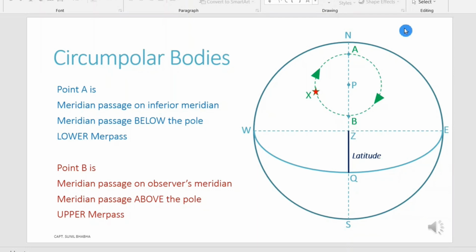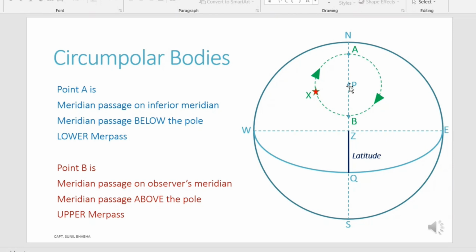So forget about it. ये जो diagram है इसमें basically एक circumpolar body दिख रही है हमें. You see this star which is there, star X, is a circumpolar body. So circumpolar means it is above our horizon for the full day, 24 hours duration. Now when a body is circumpolar, it comes on our meridian twice. At point B, it is on the observer's meridian.